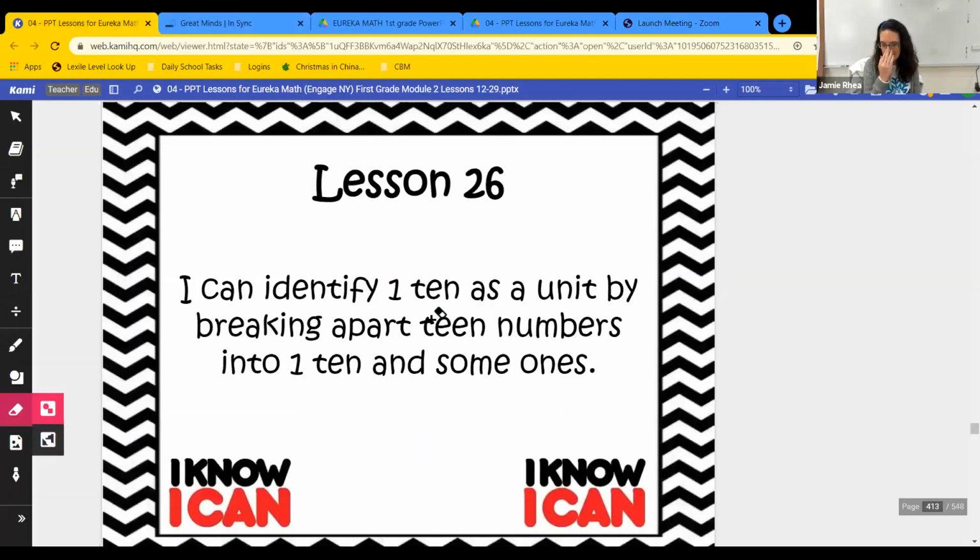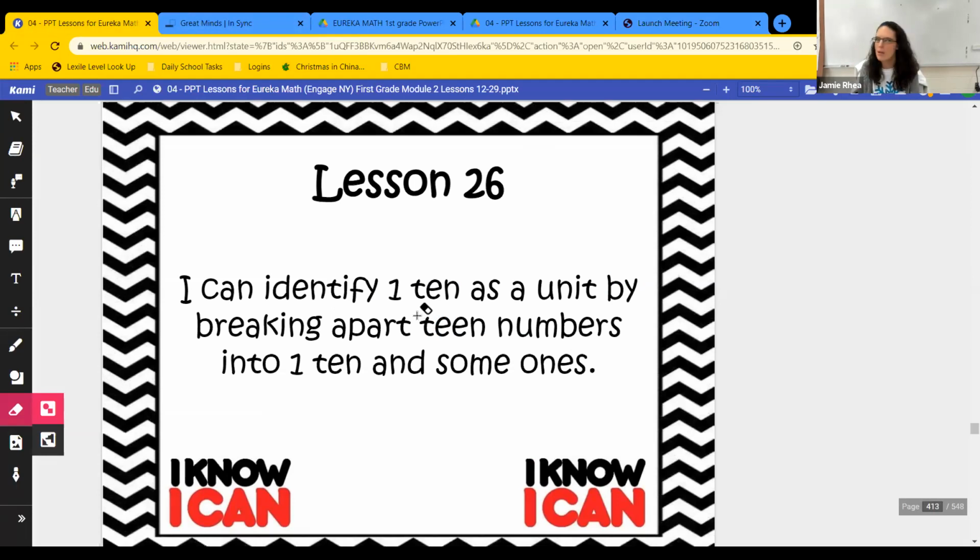Lesson 26. I can identify 1 ten as a unit by breaking apart teen numbers into 1 ten and some ones. We have been working on this in our lessons, taking numbers from 10, so we've had to break down our teen numbers, right? Today we're going to look at just the 10 itself. Let's start by getting our brains warmed up.